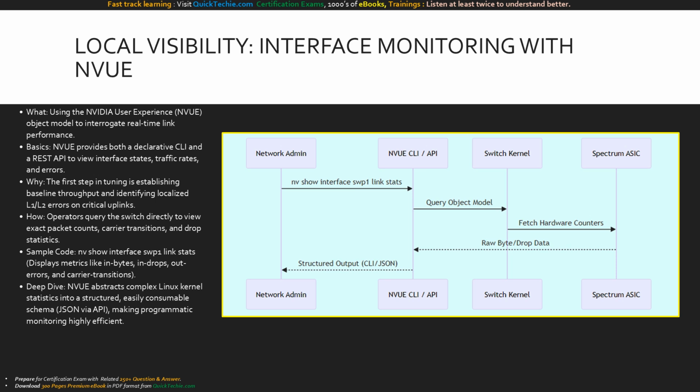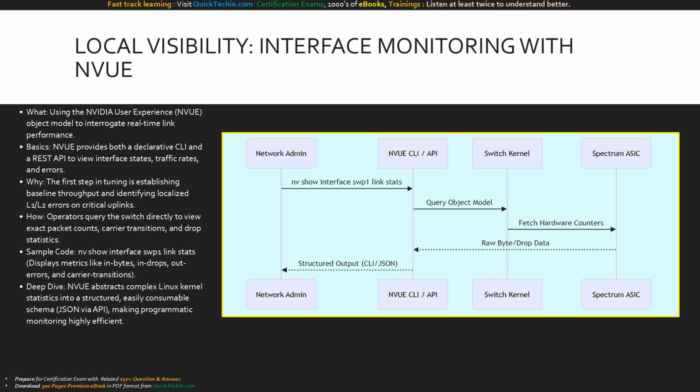How do we do this? Look at our sample code, nv show interface swp1 link stats. This simple command provides immediate visibility into inbound bytes, dropped packets, and carrier transitions. If carrier transitions is incrementing, you have a flapping physical link. For our deep dive, remember that NVUE isn't just a CLI. It provides this exact same structured data via a REST API in JSON format, making it incredibly powerful for automated monitoring scripts.